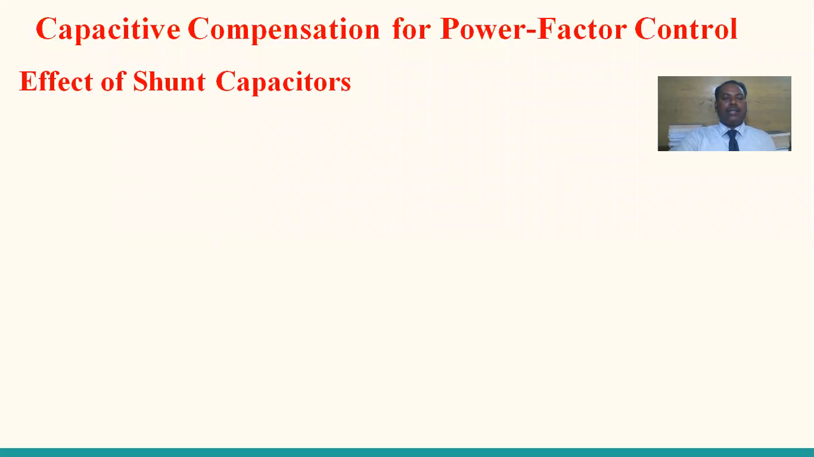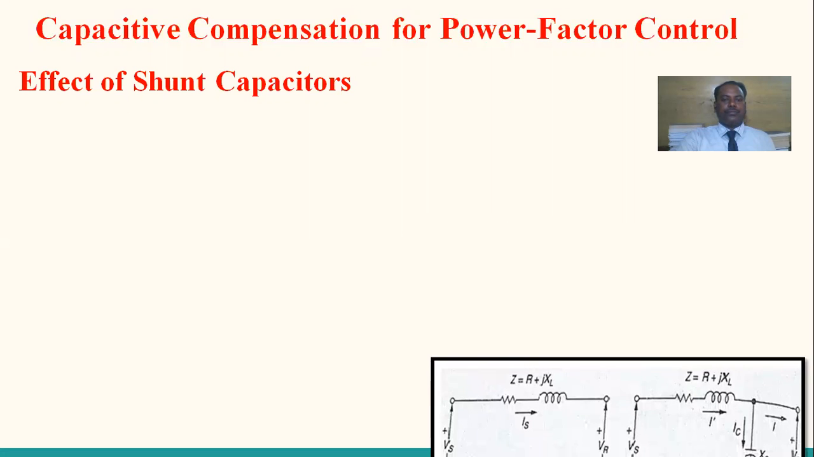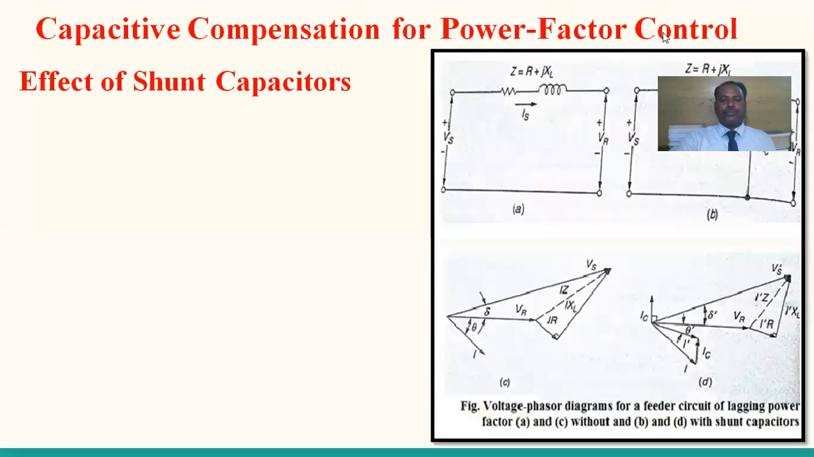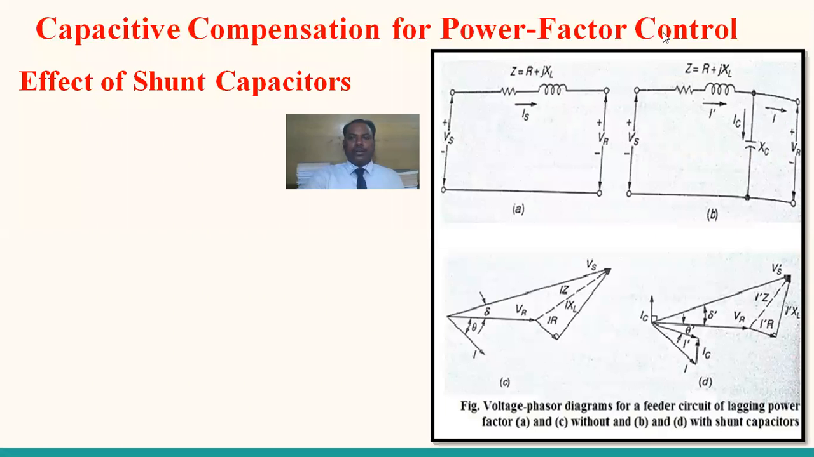Let us see the first one, effect of shunt capacitors. Shunt capacitors are also known as fixed capacitors. You see here, this is a line having a source voltage as well as a load voltage. So the power is transferred from source to the load. Due to the length, the impedance of the system has to be taken into account.